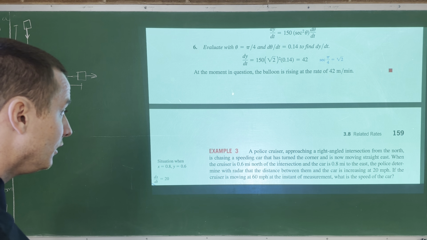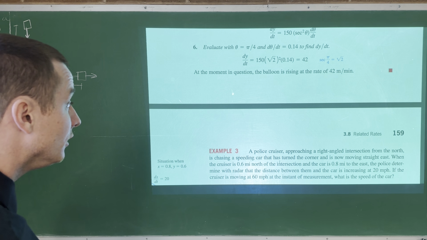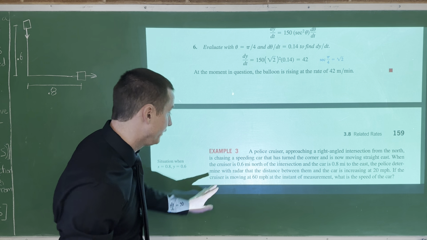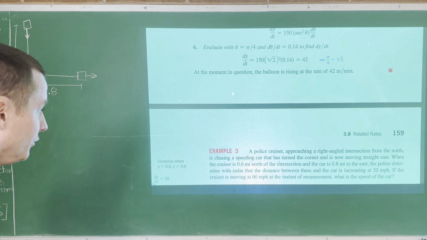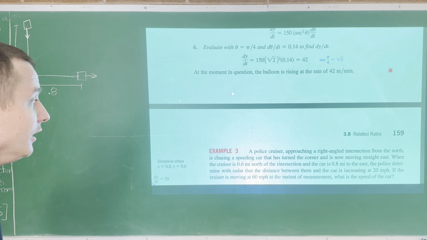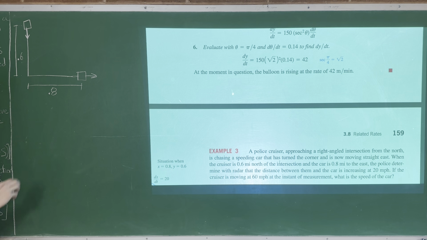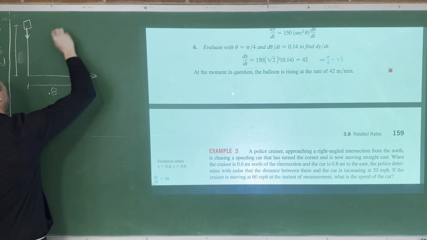Let's see. The police determine with radar that the distance between them and the car is increasing at 20 miles per hour. If the cruiser is moving 60 miles per hour at the instant of measurement, what is the speed of the car? Okay, so we got a few things going on here. I've got to choose what I'm going to call the distance between my car and the intersection, which is a leg of the triangle. I'm going to call this distance y. We care about the time when y is equal to 0.6. I'm going to call this distance x, and we care at the time that x is equal to 0.8.